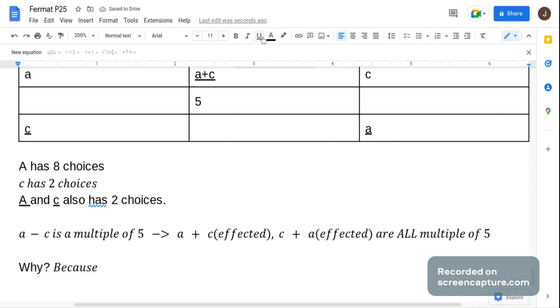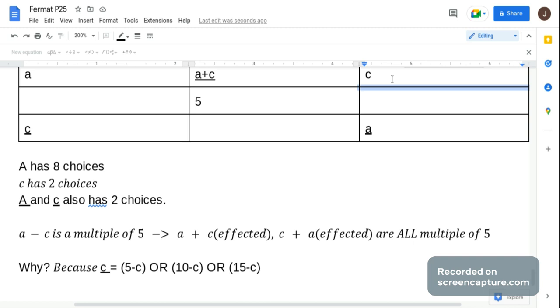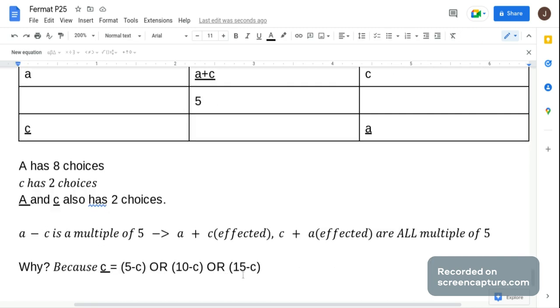we can denote C as 5 minus C or 10 minus C or 15 minus C. Why is this correct? Because do you remember why we defined this one? C affected means that its value is affected by C, right? It's a value. C affected means that its value is affected by this one. So this means that we can just place them like this in order to make this diagonal. You see, C plus C affected plus C plus 5, the left diagonal, like this, left diagonal.